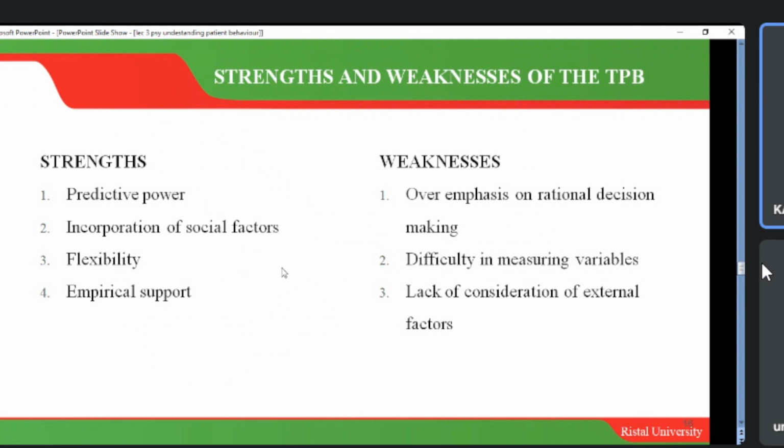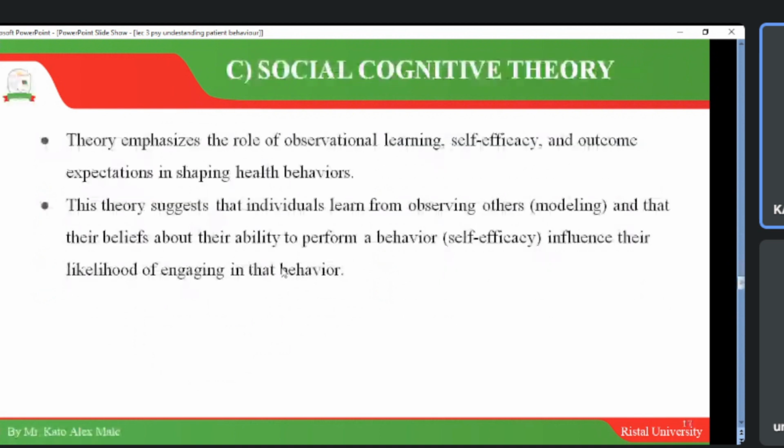Yes, and then another weakness is the lack of consideration of external factors. It doesn't look a lot at how this individual was brought up. Where did this child grow from? You get it? That is lack of consideration of external factors.